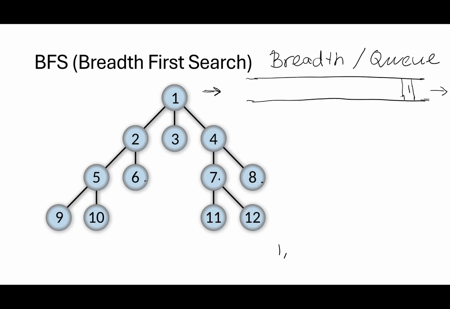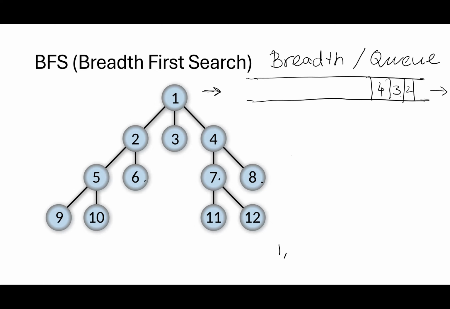But before taking out 1, what we do is we check the children of 1, and from left to right, we keep on adding them into the queue. So we take out 1, but we put 2, 3, and 4 into the queue. Okay. And so we will keep on doing this until our queue is empty. That means we have visited all the nodes.